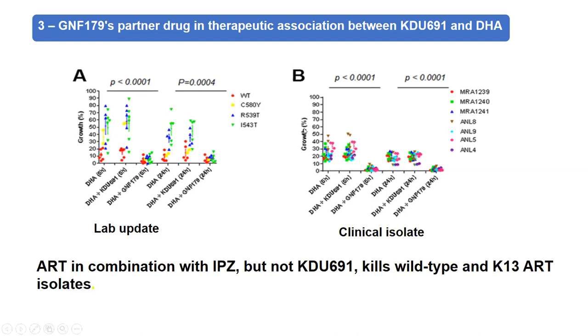In graph B, we tested the same in the clinical isolate. And we see the same result: DHA and GNF kill all parasites at 6 hours and 24 hours. And we conclude that artemisinin in combination with imidazolopiperazine, but not KDU, kills wild type and K13 artemisinin-resistant isolates.